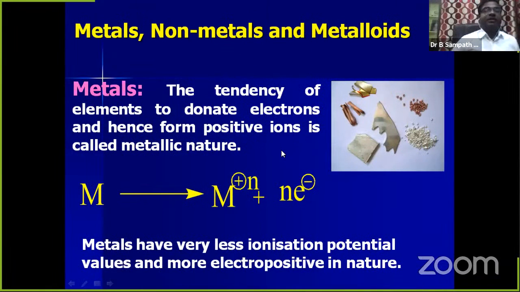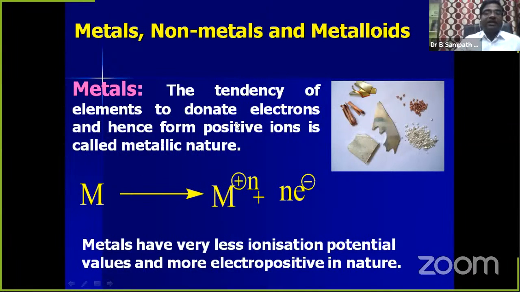The next one is metals, non-metals, and metalloids. See children, one by one let us see. What are metals? The tendency of elements to donate electrons and hence form positive ions is called metallic nature. So what is metallic nature, children? The tendency of elements to donate electrons, meaning the losing of electrons. This is the metallic character.